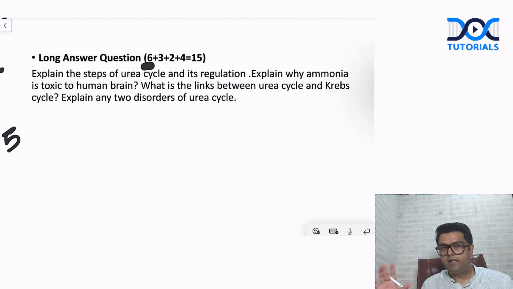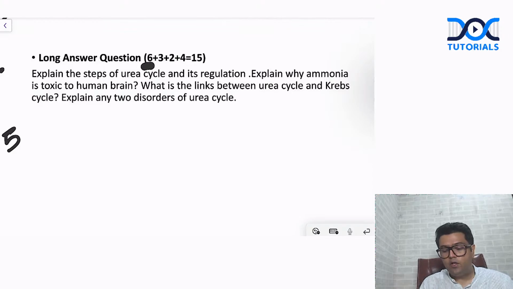And you can imagine 5 marks for the drawing of the urea cycle and explaining some points, like how many ATPs are used, this was a rate limiting step, etc. Then explain why ammonia is toxic to the human brain. That is the second part, 3 marks. What is the link between urea and Krebs cycle? 2 marks. So this question is not very important. You just have to write the name of the links, or if you can explain and if you have time, that is fine.